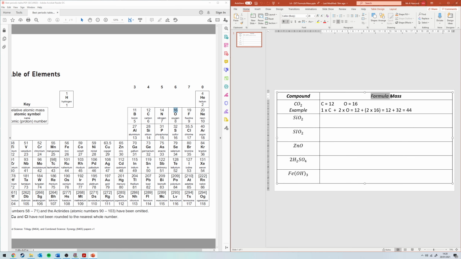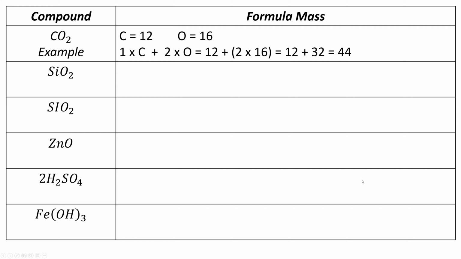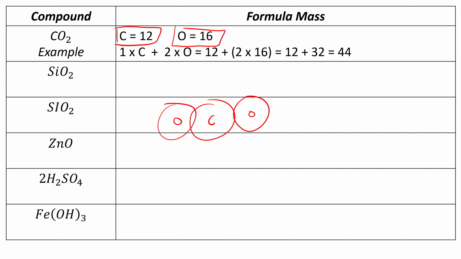So to calculate formula mass, which is a GCSE concept, let's say I had my carbon dioxide molecule. If I quickly draw it, remember there'll be a carbon, there'll be an oxygen, and there is an oxygen. From my periodic table, carbon has a mass of 12, and oxygen has a mass of 16. So now this has a relative mass of 16, this has a relative mass of 12, and this has a relative mass of 16.